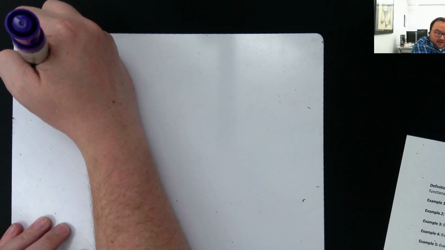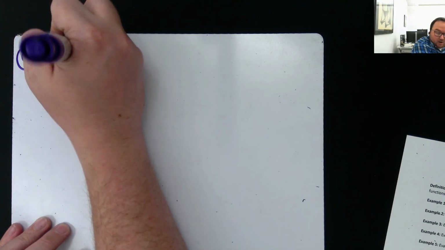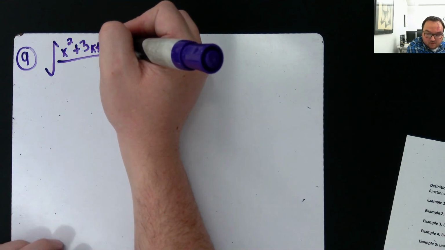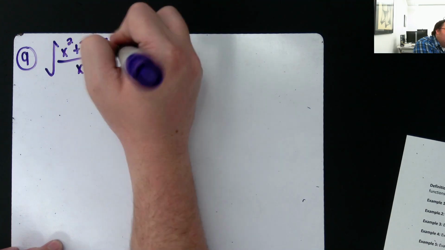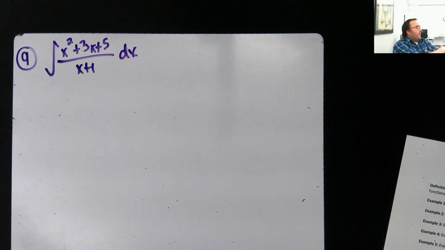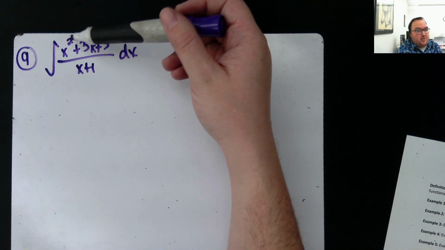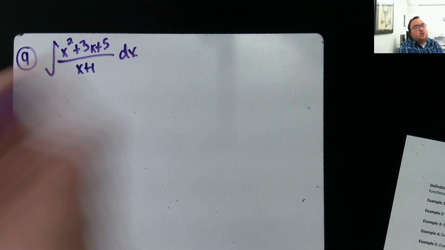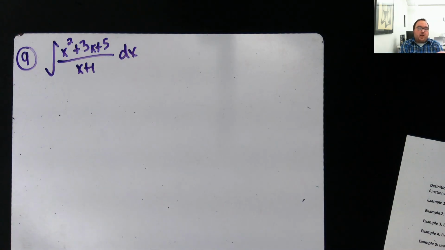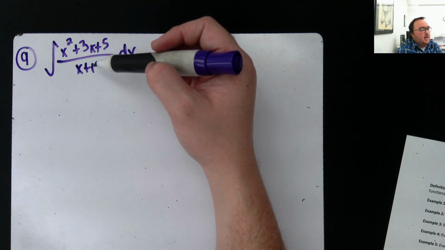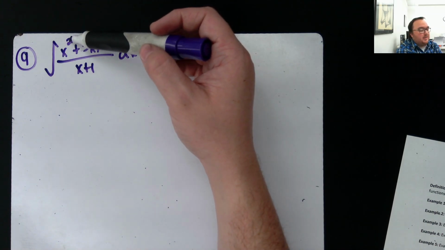Number 9 is the integral of (x^2 + 3x + 5) over (x + 1). So let's talk a little bit about why this one is peculiar compared to the other ones. Notice my power on top is higher than on the bottom. So if I tried to partial fractions this, it wouldn't work. First of all, because I only have one fraction here, so that doesn't make sense. And again, my power on top is higher.